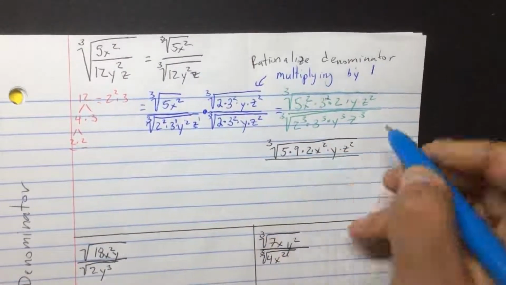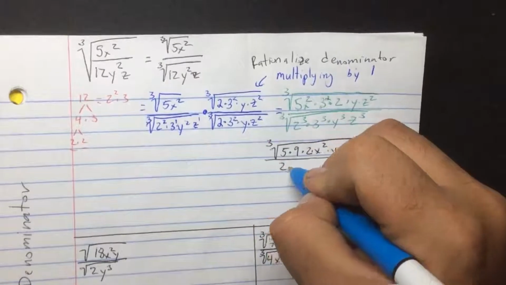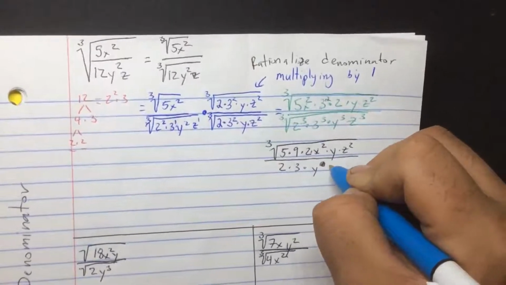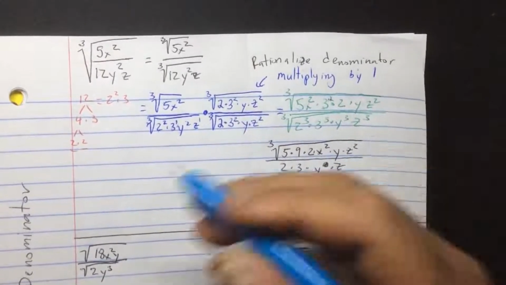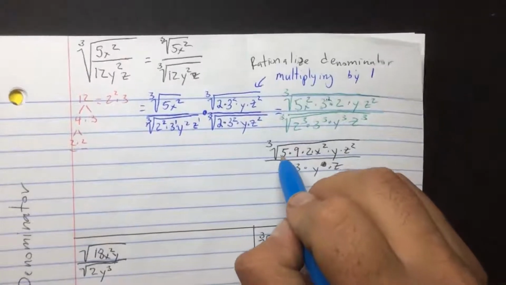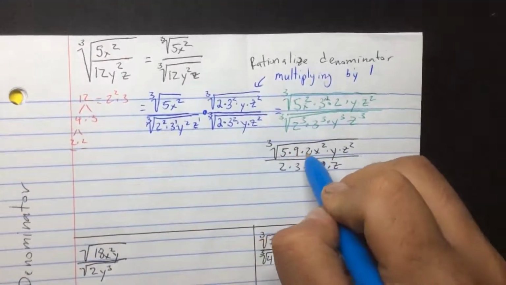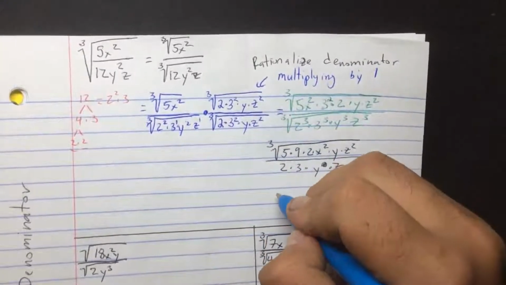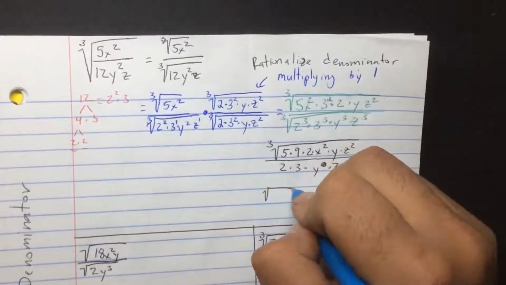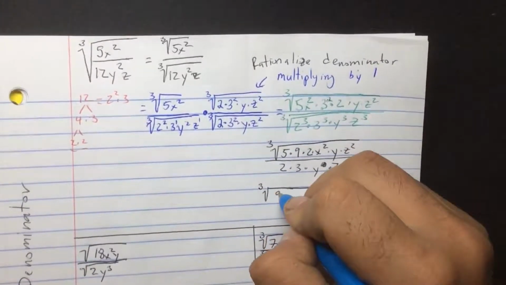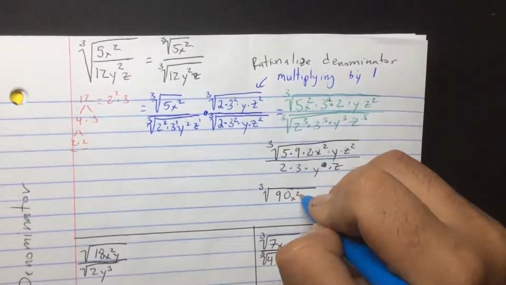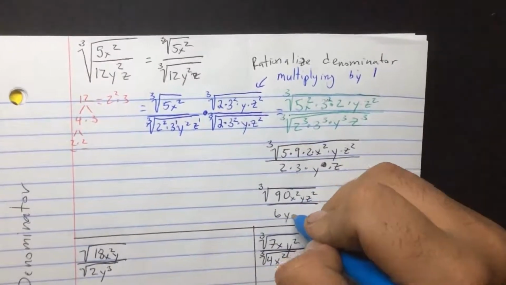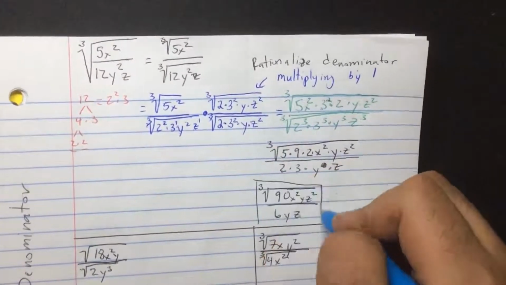And in the denominator, these all come out, so it's just 2 times 3 times y times z. So everything came out, which is perfect. That was what I wanted. 5 times 9 is 45 times 2 is 90. None of these can come out because we saw here that they don't have primes to come out. So this is going to be the cube root of 90 x squared y z squared over 2 times 3 is 6 y z. This is going to be our final simplified answer.